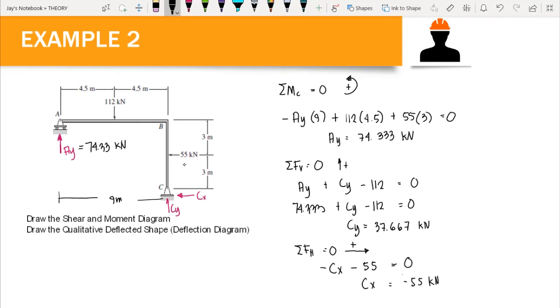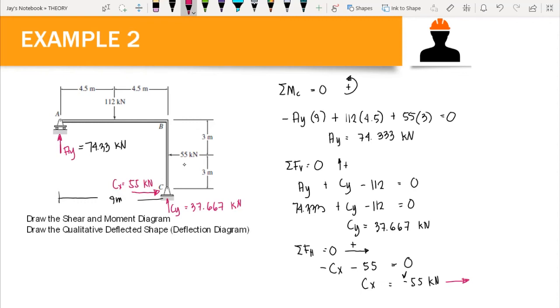Now take note, this is negative, so therefore we have wrong assumption, and that is we have CX acting on the opposite direction, and that is acting rightward. So we have wrong assumption, CX direction. So that is we have CX acting to the right, and CX here is 55 kilonewton, while CY is 37.667 kilonewton. Okay, so we have now the reactions on our support.